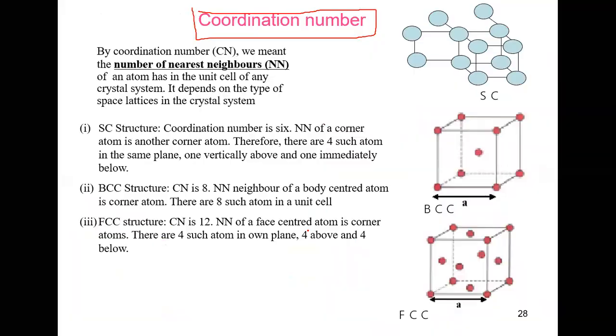Now, the nearest neighbor number is very important, because the property of the material depends on the nearest neighbor number. So that is why the study of nearest neighbor number or coordination number is very important in crystallography. The property of the whole material actually depends on the nearest neighbor number.